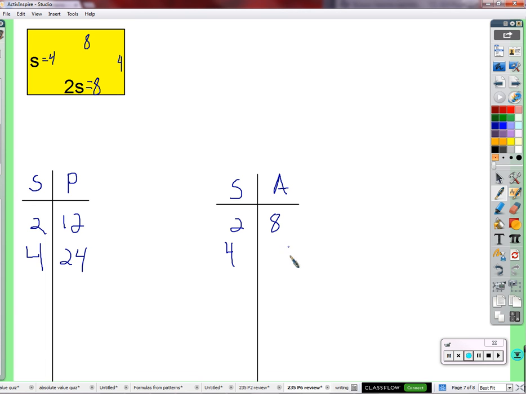What's the area? 32. We're starting to notice something about the way these functions behave. When the side length doubles, the perimeter doubles. Side length doubles, area does not double.